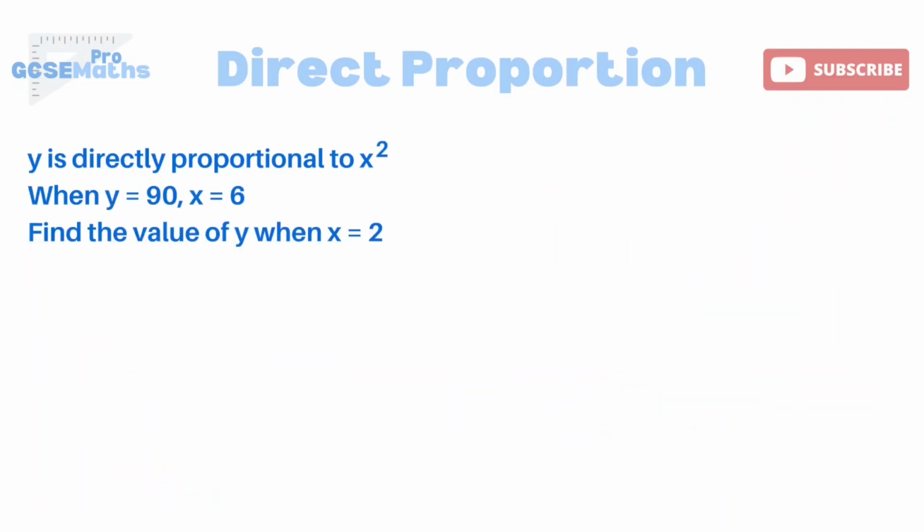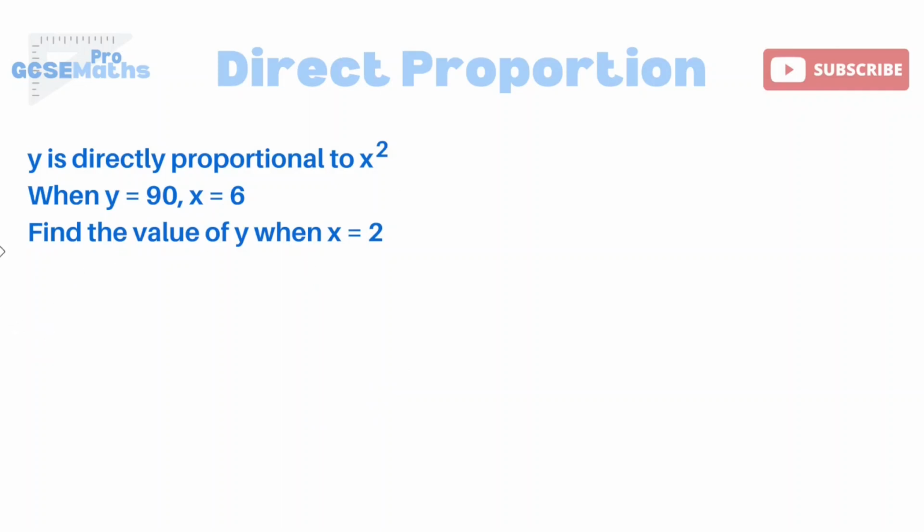Our first 2 questions were quite straightforward. It was just y is directly proportional to x, wasn't it? Do you see here how it's slightly different? You have to be really careful, read the question properly, because it says y is directly proportional to x squared, not just x. Sometimes this second letter might not just be the letter on its own, it might be squared, cubed, square root, could be anything, okay? When y is 90, x is 6, that's our matching pair again. Find the value of y when x is 2.